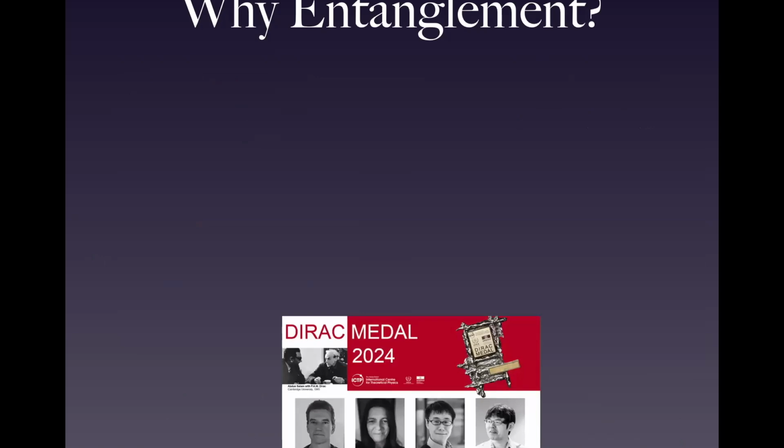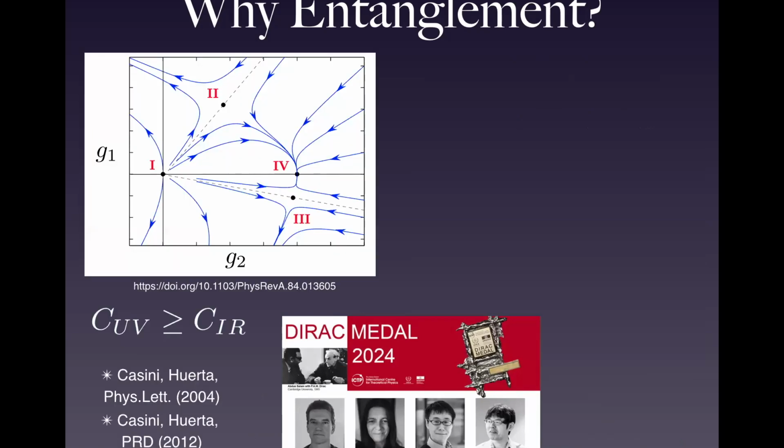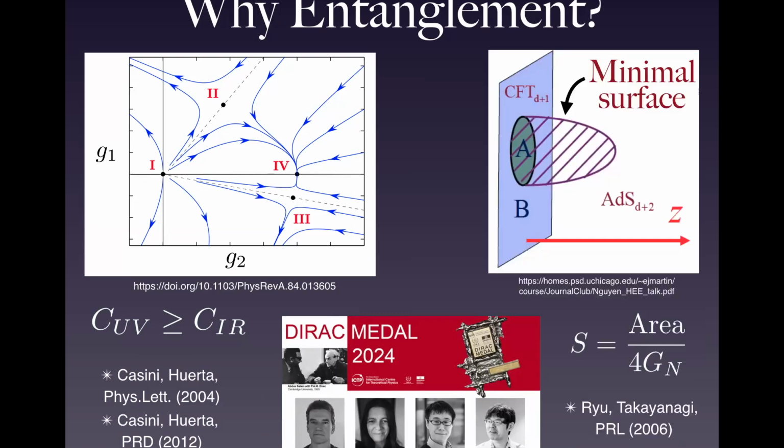And I think it's interesting to point out that just this past year, the Dirac Medal was awarded to four researchers looking at fundamental properties of entanglement entropy. So, for instance, Casini and Huerta showed certain fundamental properties of renormalization group flows and how those relate to entanglement entropy. And Ryu and Takayanagi showed a prescription for calculating the entanglement entropy within the AdS/CFT framework.